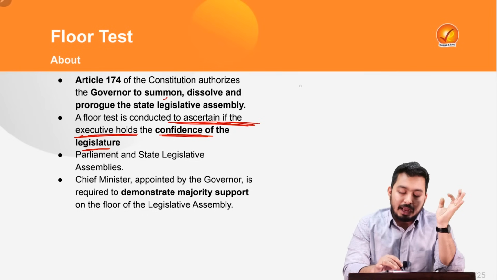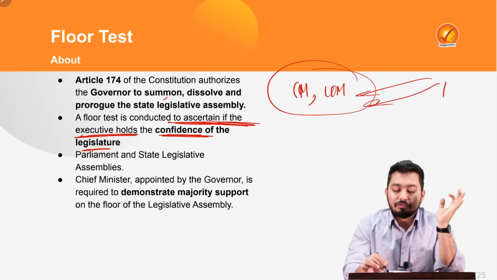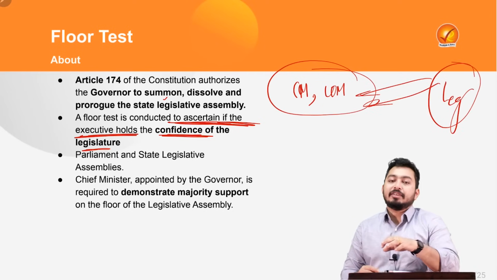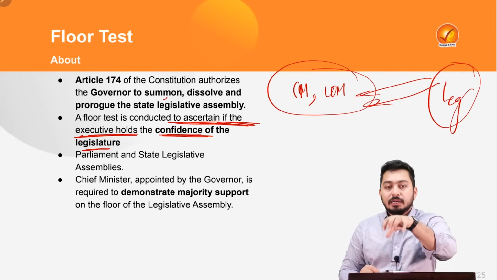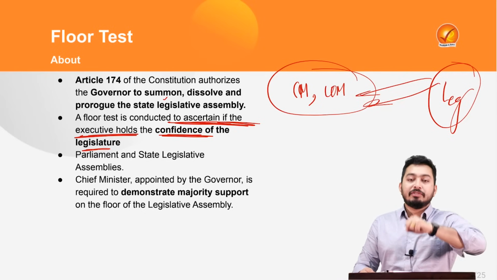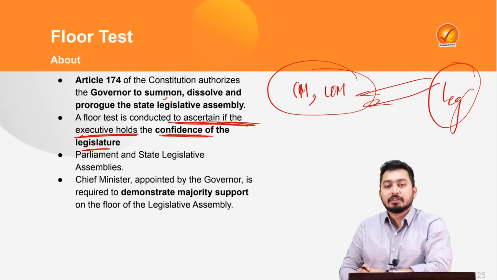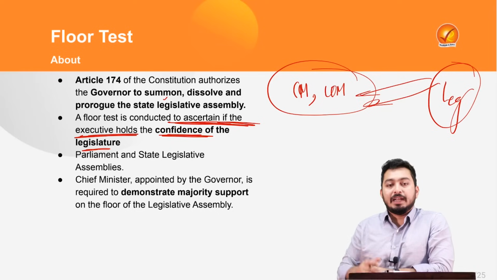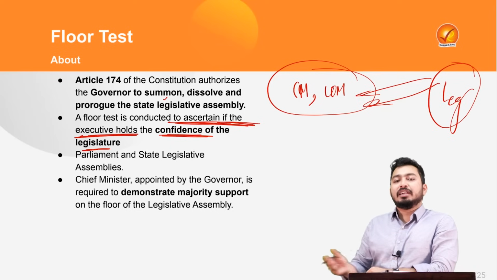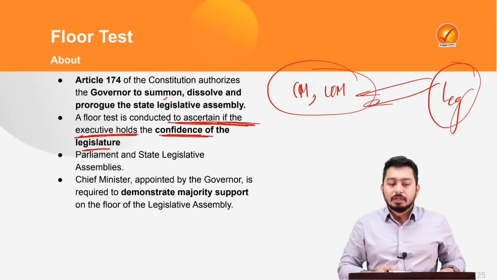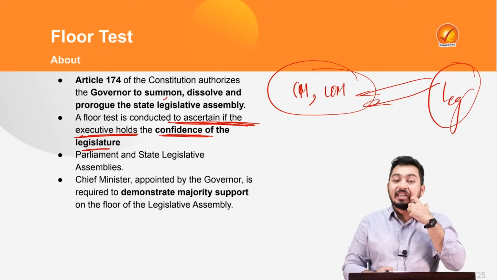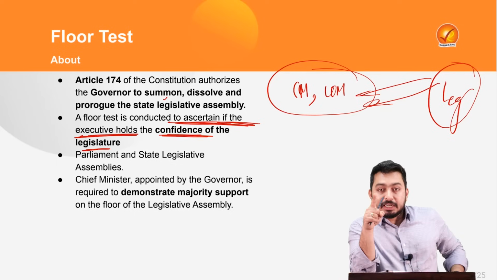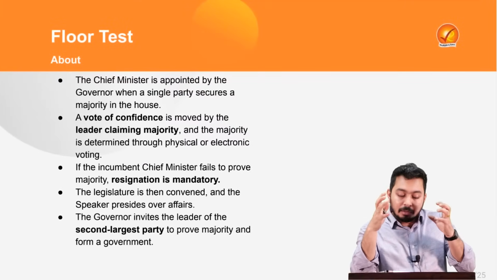That means you are a CM, and the CM will appoint a council of ministers, right? So you should have the support of the legislature. This political executive can only work until they have the support of the house, until they have the confidence of the house. The opposite of this is the no confidence motion. If you bring the no confidence motion and the motion goes ahead, that means you have to resign, right? And if you defeat the motion, then what happens? You continue in power. So a floor test is about ascertaining whether a particular candidate has the numbers in hand.